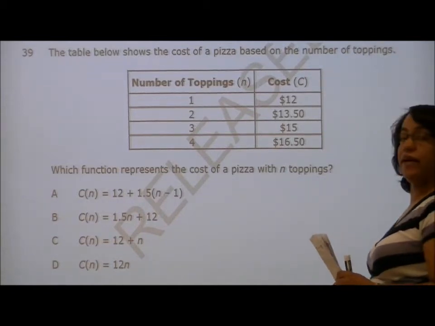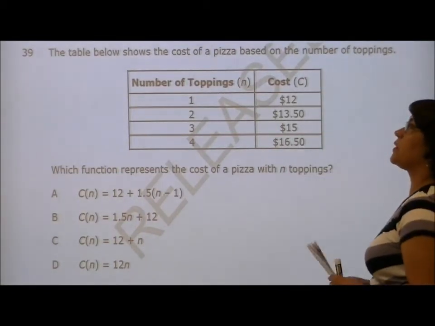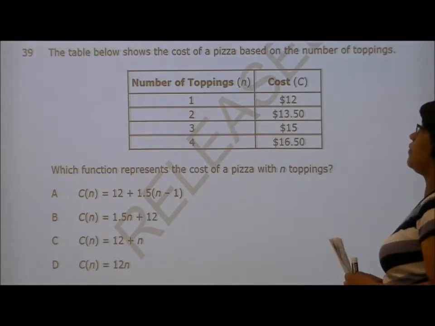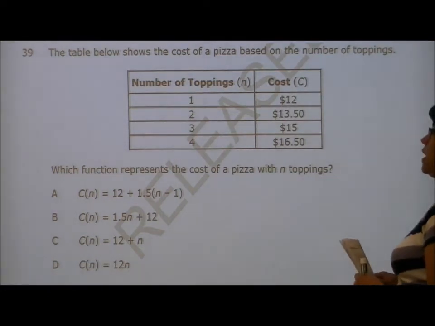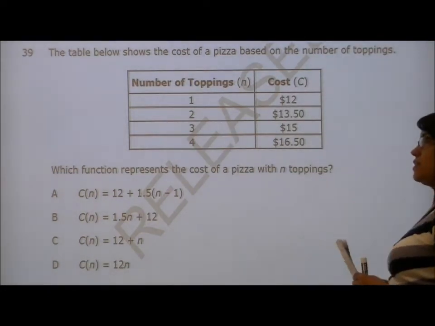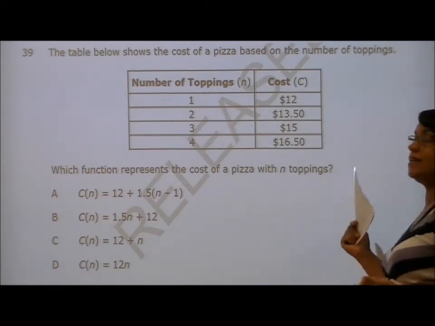Okay, we're going to do 39 through 50. We're going to finish up now. The table below shows the cost of a pizza based on the number of toppings. Which function represents the cost of a pizza with n toppings?